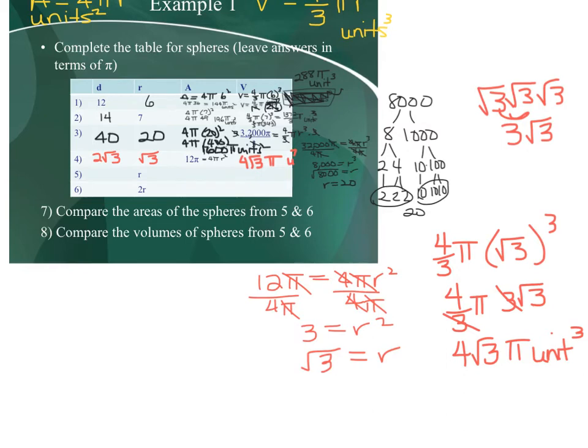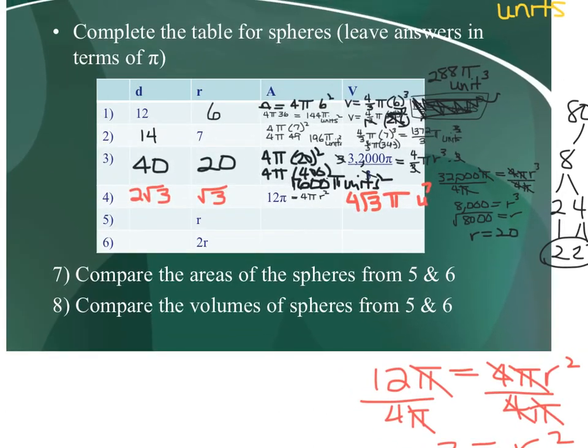Okay, next one, this time they're not giving me a number for my radius. So basically we're just going to almost write the formula. So for this one, to turn a radius into a diameter, times it by 2. And then for the surface area, basically I'm just going to fill in my formula. So 4 pi, and then my radius is r, so r squared.